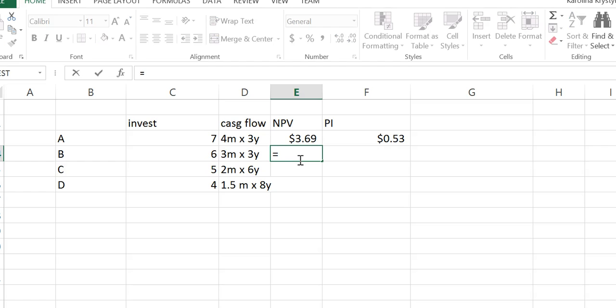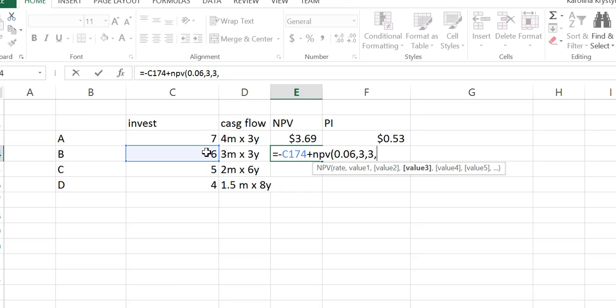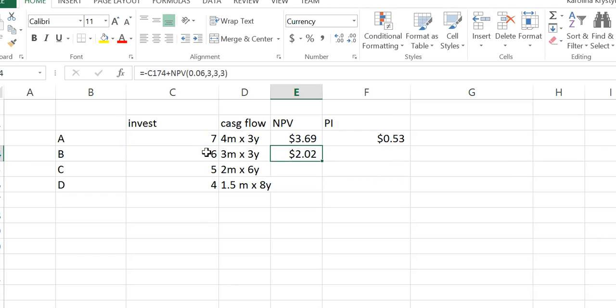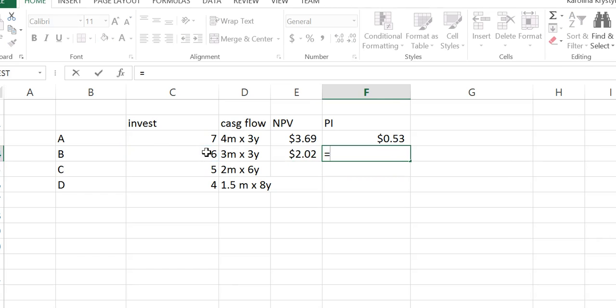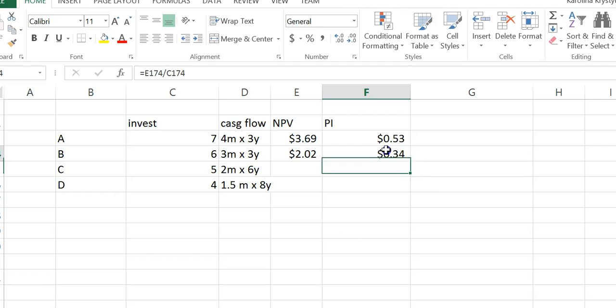Right here, net present value would be again 6 million invested, so it's a negative number, plus net present value at 6%, where we have cash flows of 3 million. And that gives me net present value of 2.02 and profitability index of 2.02 divided by 6. So this project generates 34 cents from every dollar invested.